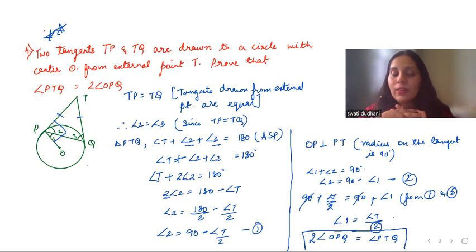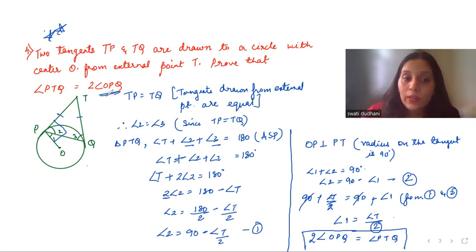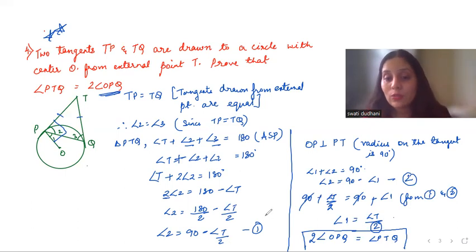So basically here you need to always keep an eye on what you need to prove. I wanted OPQ. OPQ is angle 1. So that angle 1 I will want in my answer. So I want to get rid of angle 2. So I have found angle 2 values and then I have equated both of them.